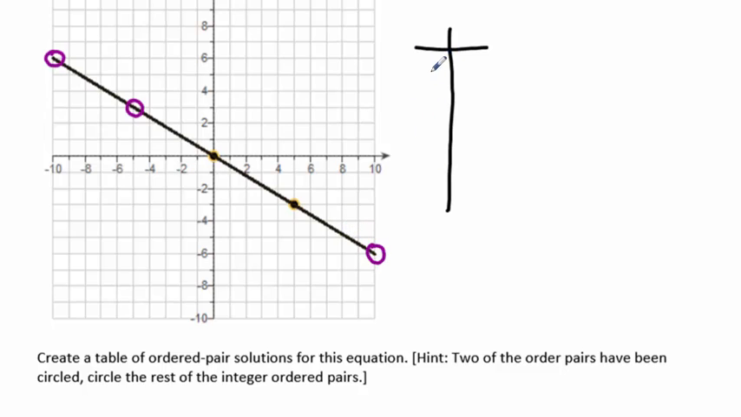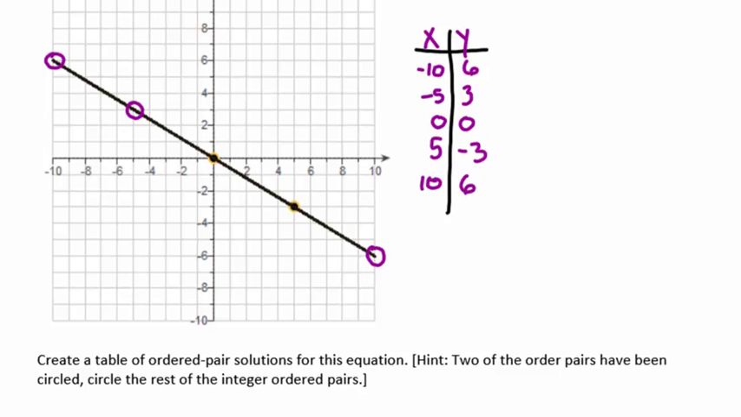So the ordered pairs that appear have x values and y values of -10, 6; -5, 3; 0, 0; 5, -3; and 10, -6. And that's the end of this section on graphing the equations of lines.